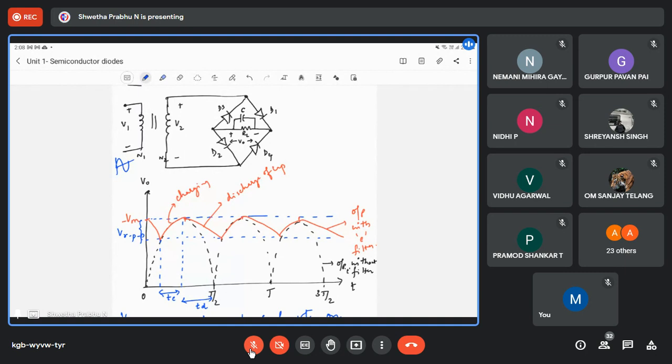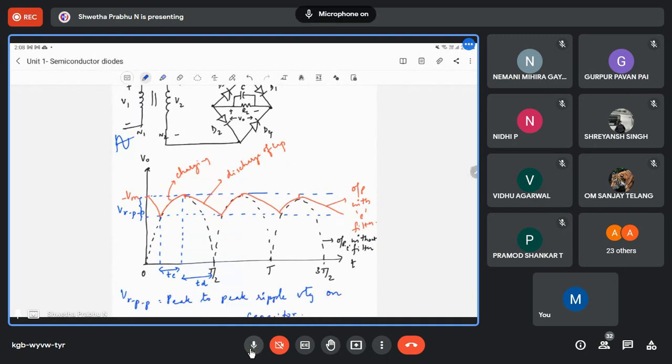And here, are you able to see the Vm in the waveform? The red line indicates the charging of the capacitor. It charges the capacitor to the peak value Vm of the transformer secondary voltage. And diode D1 stops conducting when the transformer secondary voltage falls below Vm. So this is the discharge time, the discharging of the capacitor.